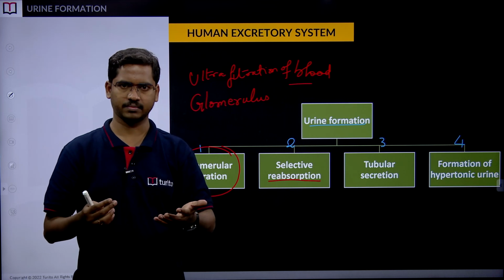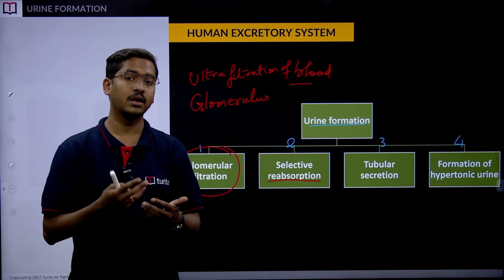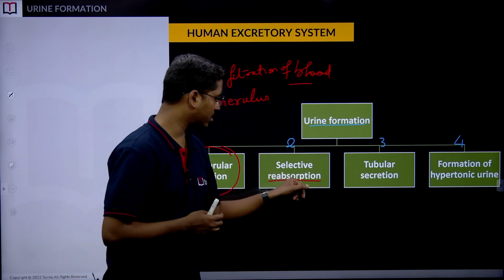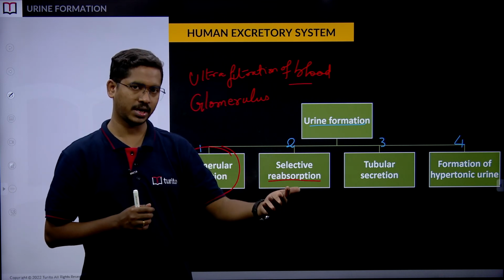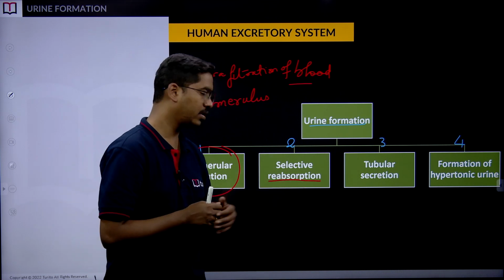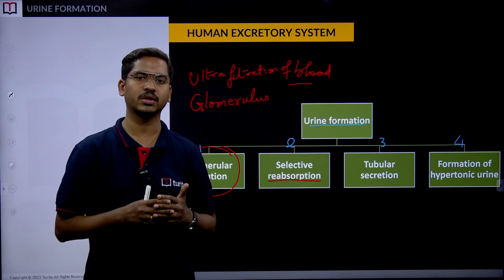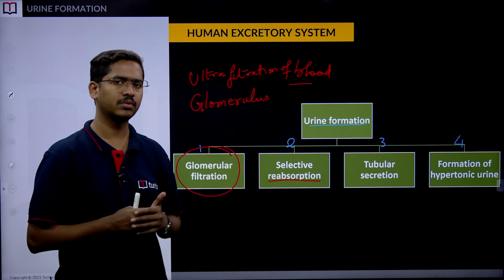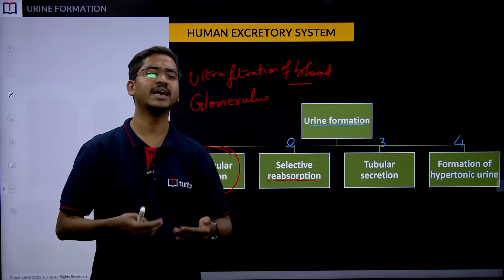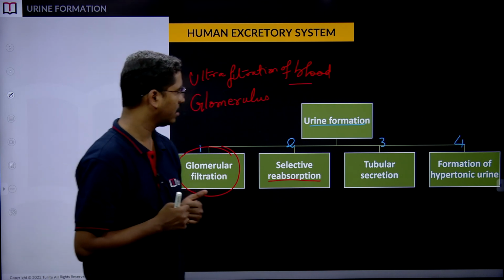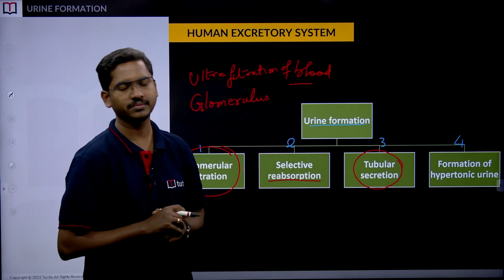So, it filters everything, okay, good or bad things, which are required by the body and which are not required by the body, everything is filtered there. Now, when everything is filtered, there comes a second step, because we have filtered those which are needed by our body also, right. That is why we have the second step of selective reabsorption. Selectively it will reabsorb the filtrate that was already given out. In that selective reabsorption, those substances which are required by the body would be taken back into the system. After which you will see the third step, that is tubular secretion.